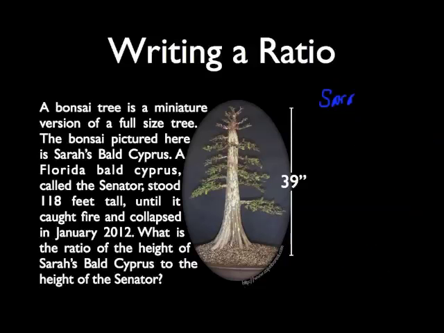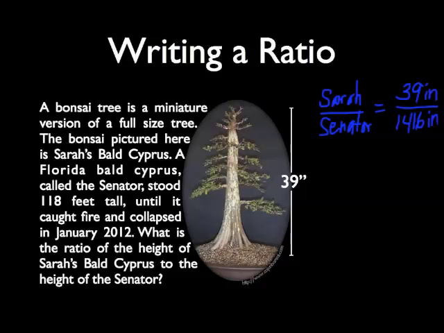And since we want the height of Sarah's bald cypress to the height of the Senator, the 39 inches is going to go before the 1,416. Notice how the units cancel. And of course, we want a ratio to be in lowest terms. Notice that 3 goes into both 39 and 1,416. 39 divided by 3 is 13, and 1,416 divided by 3 is 472.